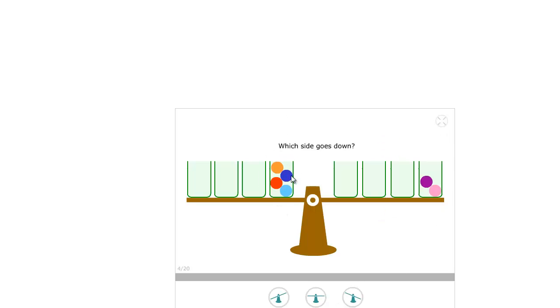Rule 1 would predict that this side goes down. Rule 2 would be conflicted. They would take distance into account, but they don't really know what goes on here. The same goes for Rule 3. Rule 4 users do know what to do. 1, 2, 3, 4 times 1 is 4. 1, 2, 3, 4. 4 times 2 is 8. It's going to go down this side. We got it right.